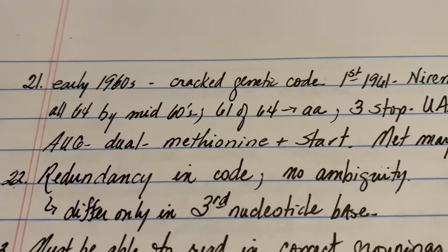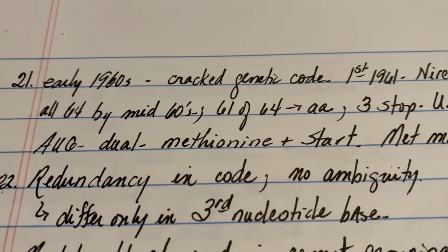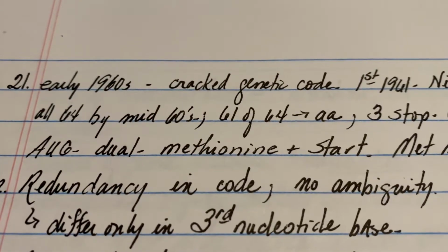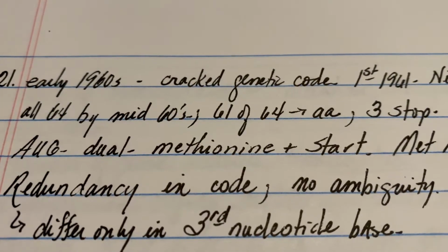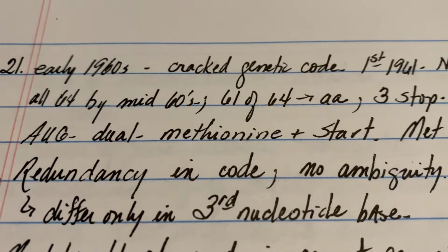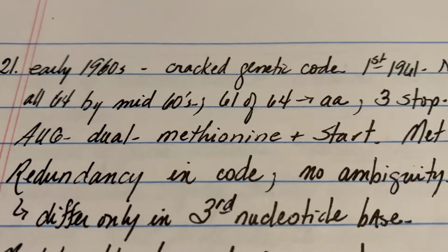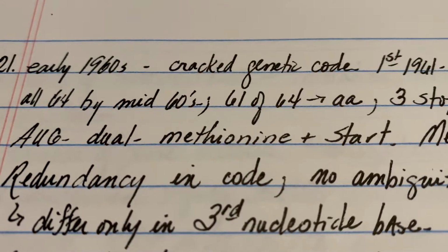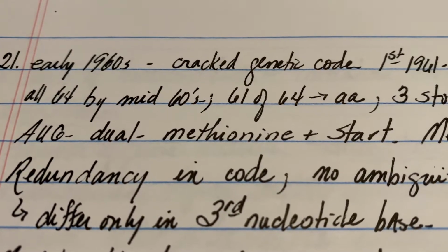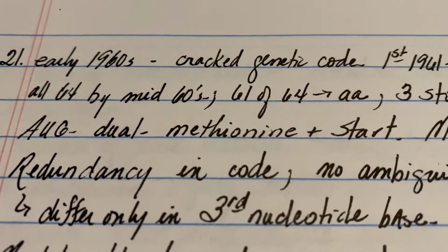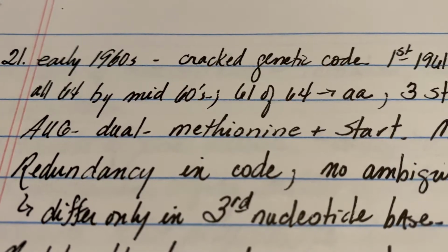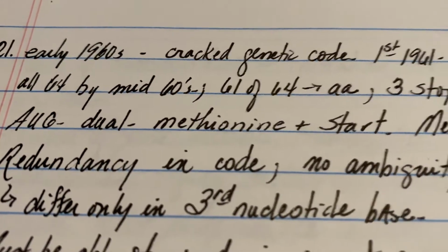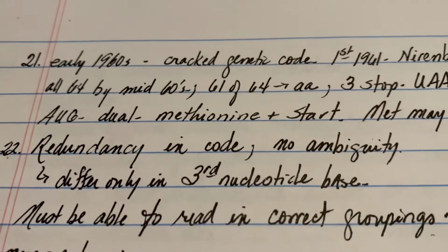There is redundancy in the code. Now, what does that mean? It means that if you look at that code, you'll see that for many amino acids, the only thing that changes is the 3rd nucleotide base, which means that it will code for the same amino acid using multiple codes that differ only in the 3rd base. There is no ambiguity, though.